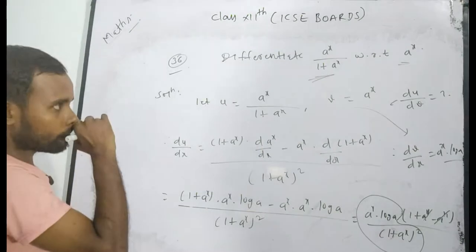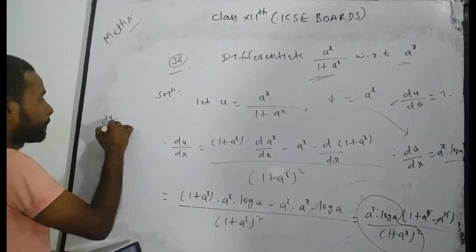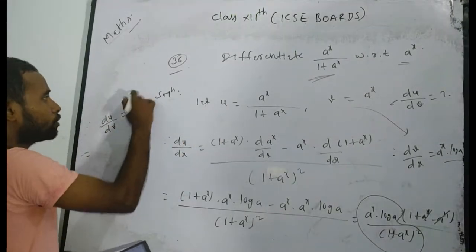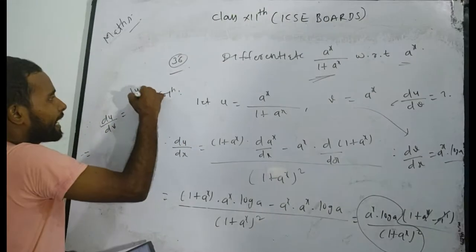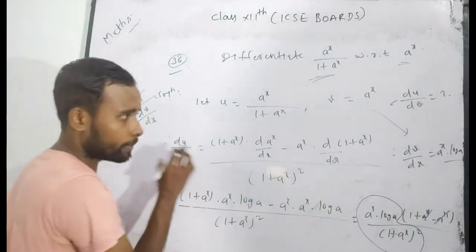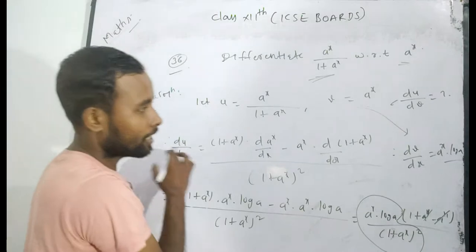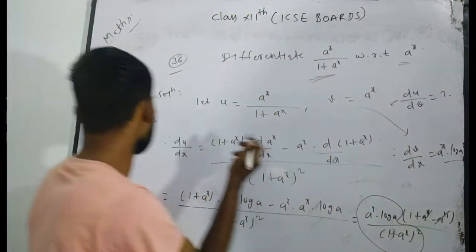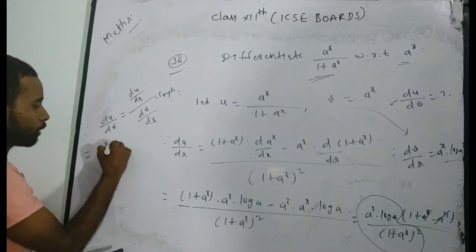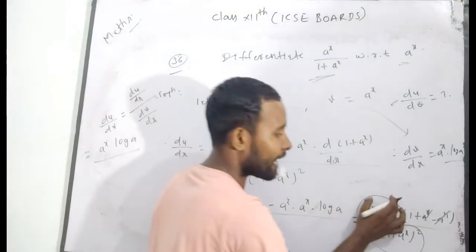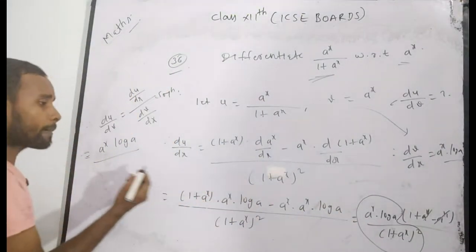So now you have to find du/dv. du/dv will be what? It will be du/dx by dv/dx simply. du/dx will be what? du/dx will be a to the power x into log a. So write here a to the power x into log a divided by dv/dx, which will be what? a to the power x into log a by (1 plus a to the power x) whole square.